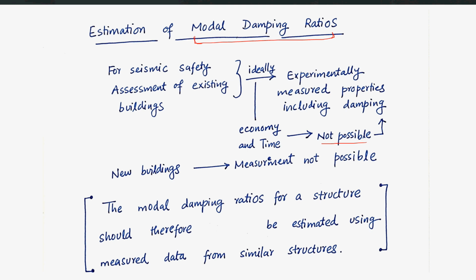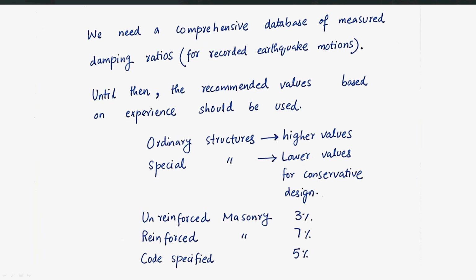So most of the time, the modal damping ratios for a structure should be estimated using measured data from similar structures. It may not be possible to measure it for each structure, so we must have a kind of database for modal damping ratios, the typical modal damping ratios, which should serve as a guideline for selecting the modal damping ratios for a new structure or for the seismic safety assessment of an existing structure. So we need a comprehensive database, and we don't have such a database until now.